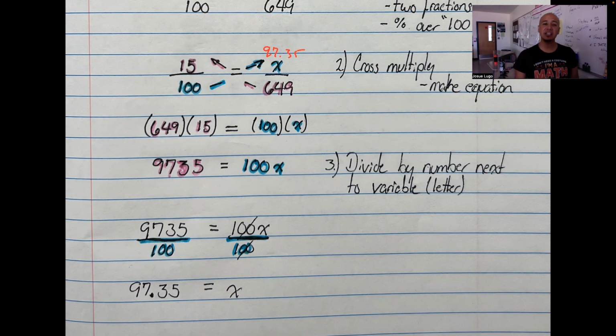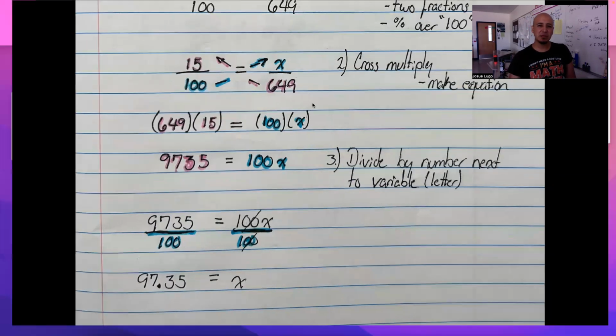So to find the new price, you would simply need to subtract 649 minus $97.35. So you would subtract $97.35 from the original price, and that would give you the new price. All right. So just bear that in mind as you're doing some of these problems. Okay. Let's do another example.